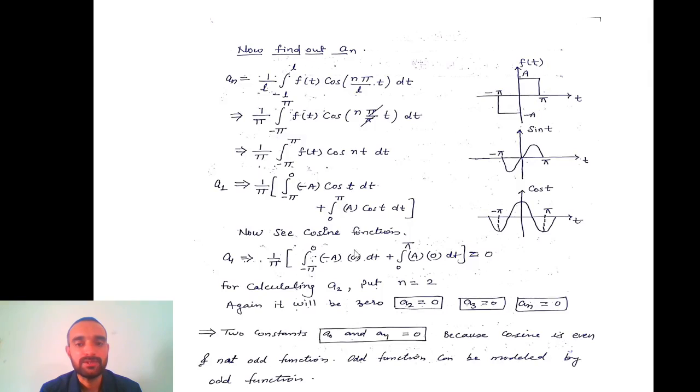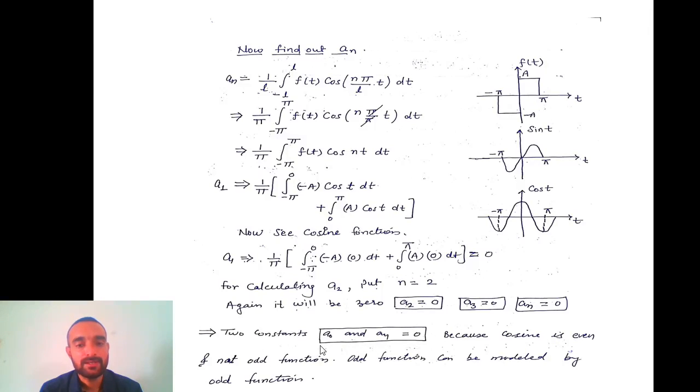Now see the cosine function. This area and this area will be cancelled out, and this area and this area will be cancelled out. So 1 upon pi, minus pi to 0, minus a cos t dt is 0, and from 0 to pi, a cos t dt is 0. That is equal to 0. This term and this term will be 0. So a1, a2, a3 up to an will always be 0.